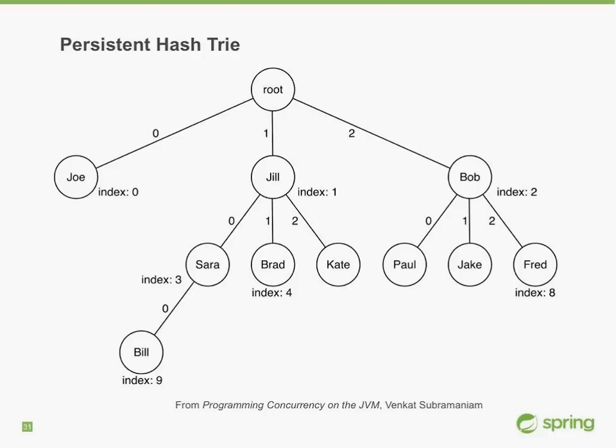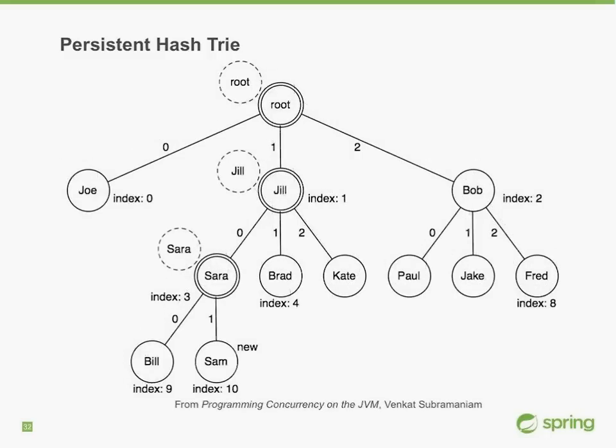Now, Bagwell's trees were not immutable, but when Rich Hickey created the Clojure language, he used a variation of these to create a persistent hash implementation. And so now, how do we modify? How do we add someone to this list? We actually do it using a path copying algorithm.